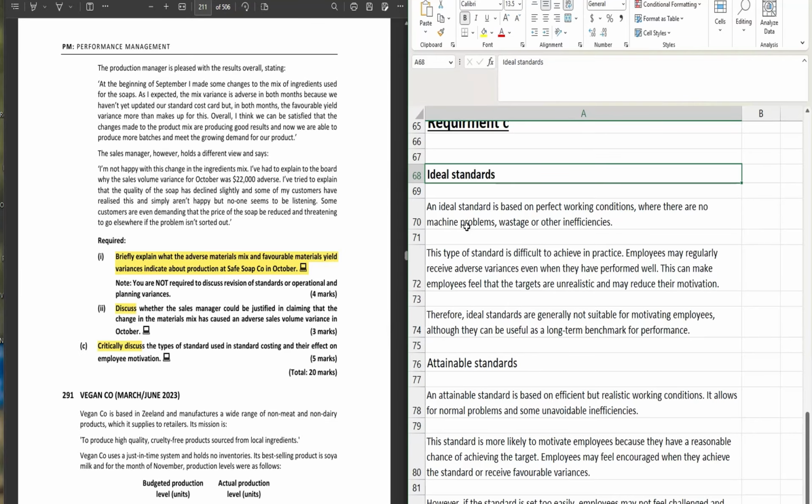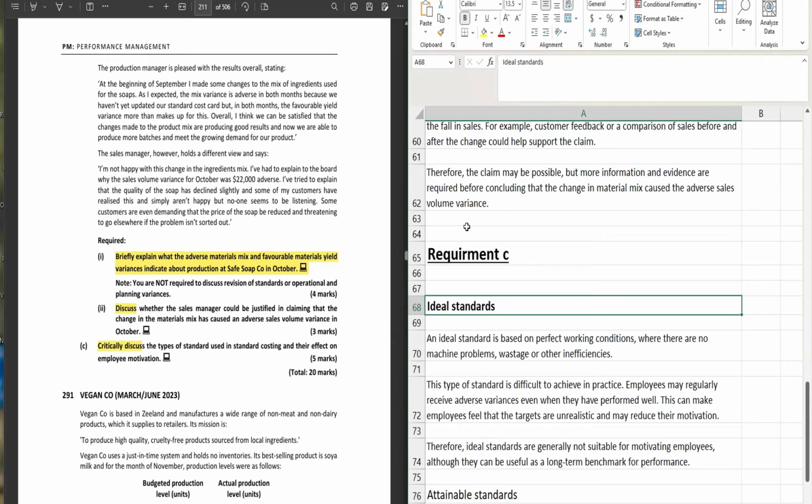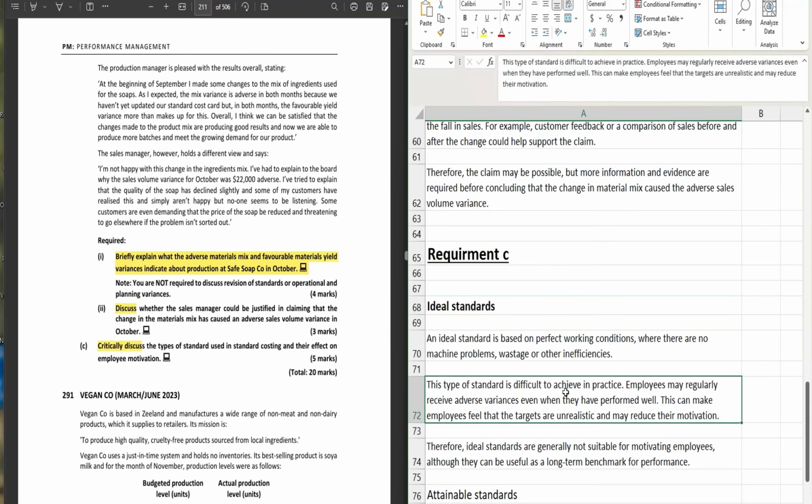There will be little more wastage as well. So if we are using ideal standard, employees on a regular basis will obviously get their variance result in negative, that means adverse. So even if they have performed very well, their variance will always be adverse, which will sound like they have not done well. So this can make employees feel that the target is unrealistic and may reduce their motivation. Therefore, ideal standards are generally not suitable for motivating employees, although they can be useful as a long-term benchmark for performance. This is how I explain the ideal one.